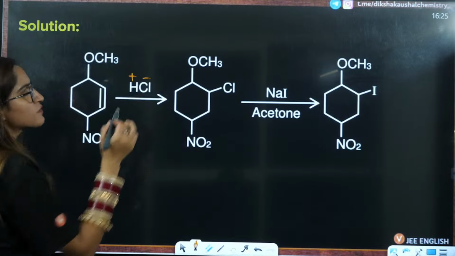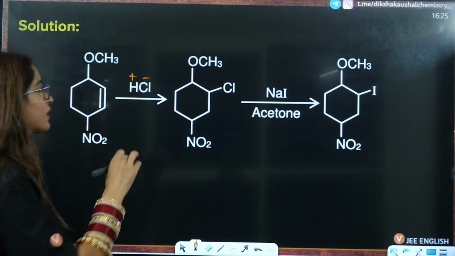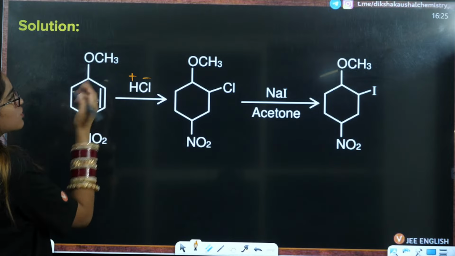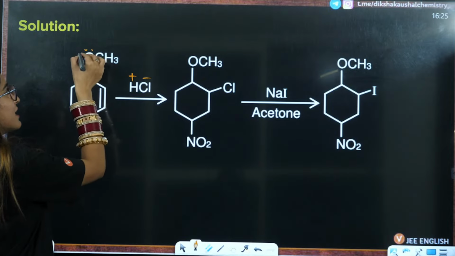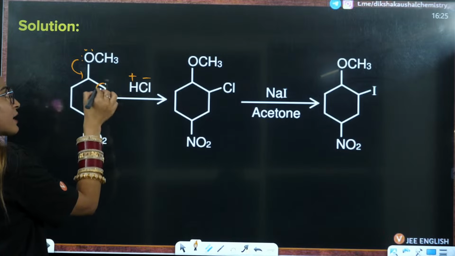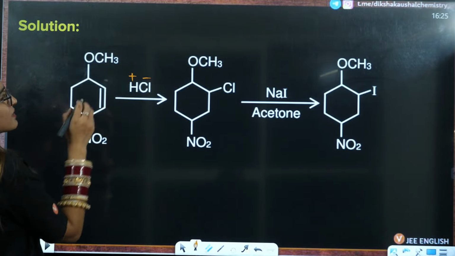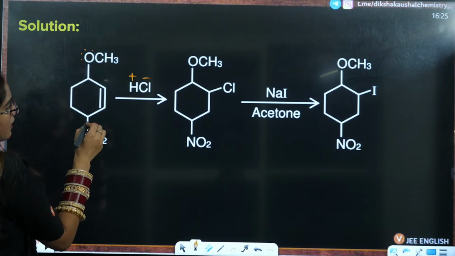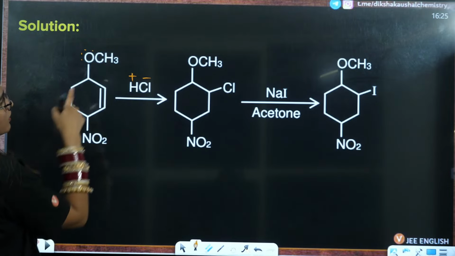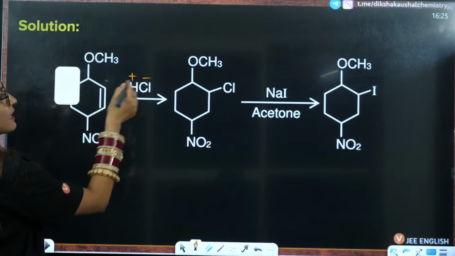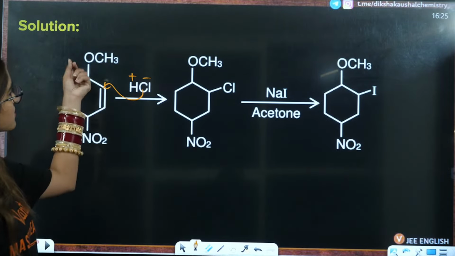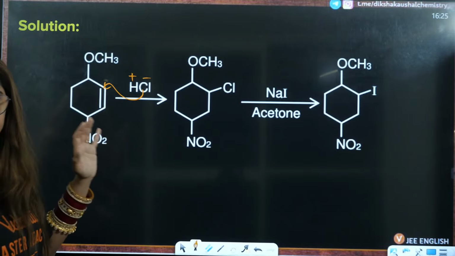This is H positive, Cl negative, Markovnikov addition will be there. So here both are same only, either this or that side, because it is electron donating. So here electron density will be more. So here you can say that this is resonance, right? Here you will not have that. So basically you can have the Cl over here, okay? Then attack the Cl over here, right? Because this is attached to OCH3, right?